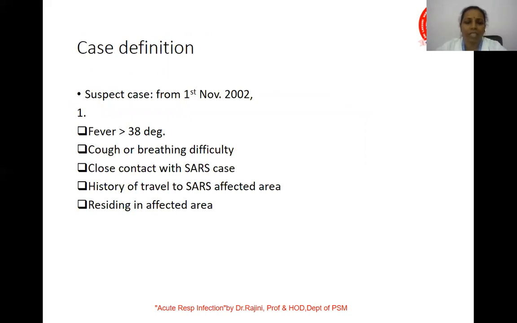Fever more than 38 degrees, cough or breathing difficulty, close contact with SARS, history of travel to a SARS affected area, residing in an affected area. So these are the case definitions. This is applicable even to this coronavirus. So we say fever, cough and cold, breathing difficulty, people living in contact with corona cases and all those things. It's similar. So the case definition is by this patient living in contact and nearby places or in the affected area.